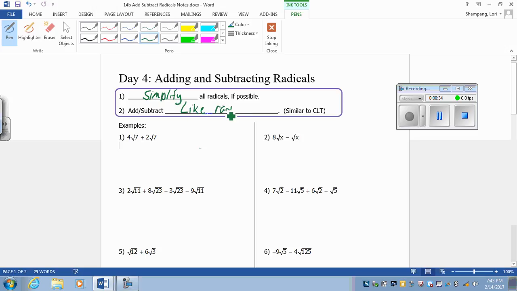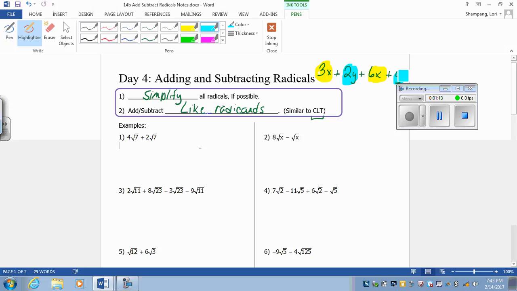You want to think about like radicands the same way you do when we combine like terms in an equation. If we have 3x plus 2y plus 6x plus y, remember that we can only combine like terms if the variable and the exponent are the same. Here I have 3x and 6x, which both have an exponent of x to the first power. Then I have 2y and y, which both have an exponent of y to the first power.